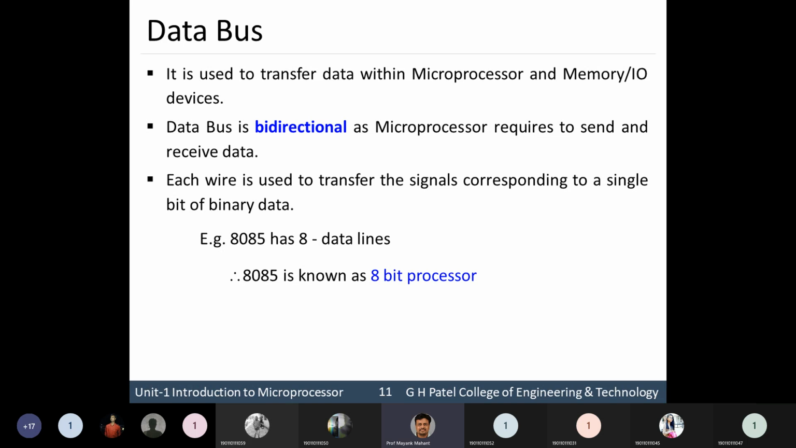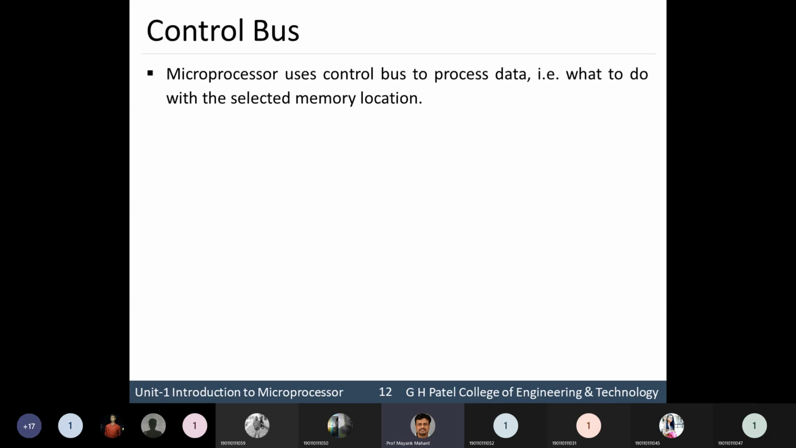As we already talked about, if your processor is an 8-bit processor, then there would be exactly 8 data lines. So how many data lines there are in your system exactly defines what your CPU capability is. If it is 16-bit, then 16 data lines would be there. That's why 8085 is known as an 8-bit processor, because it only has 8 data lines.